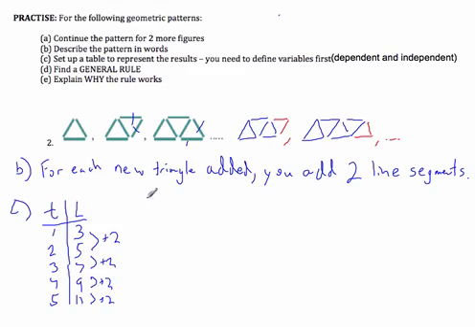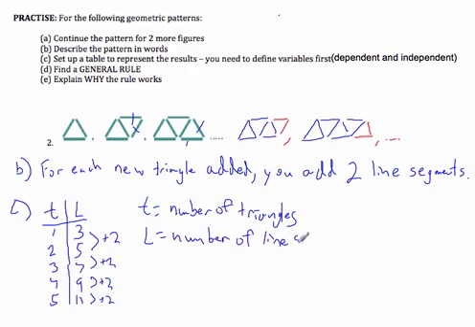So our variables are t, which equals the number of triangles, and L is the number of line segments. The t-value of the number of triangles could be any number. It's going up by ones, and it does not depend on the number of line segments. The number of line segments depends on the number of triangles. So that would make the number of triangles the independent variable, and the number of line segments the dependent variable.